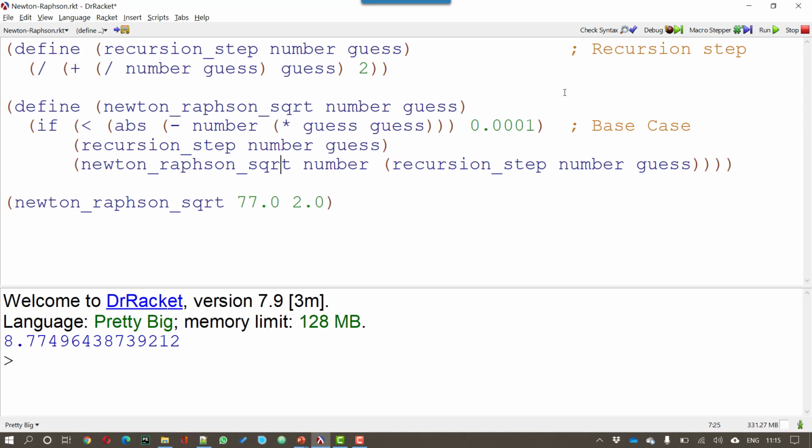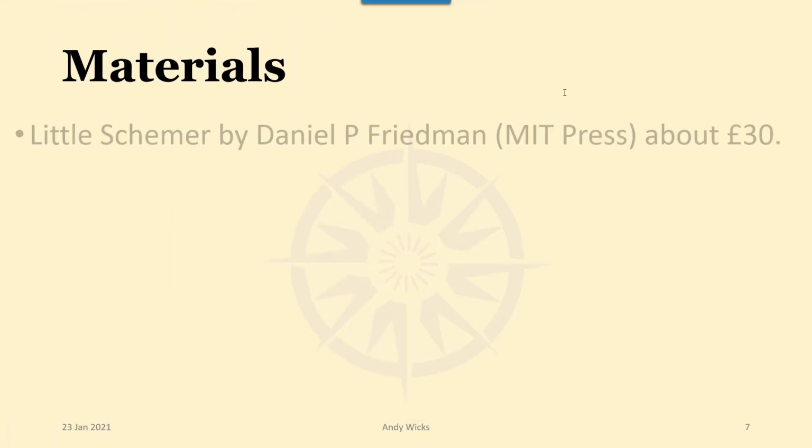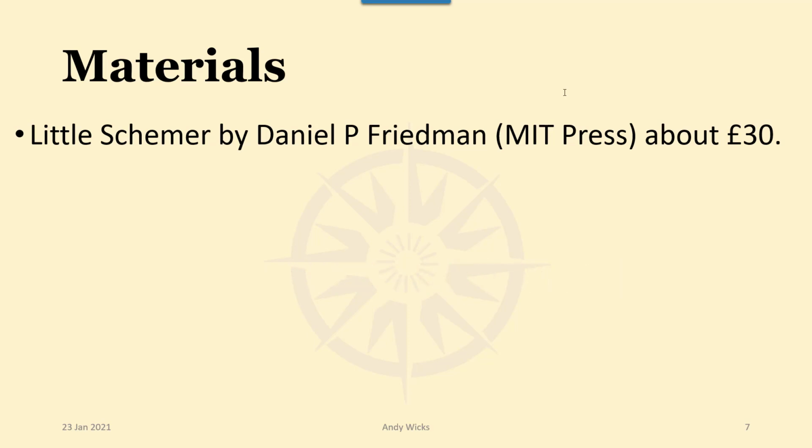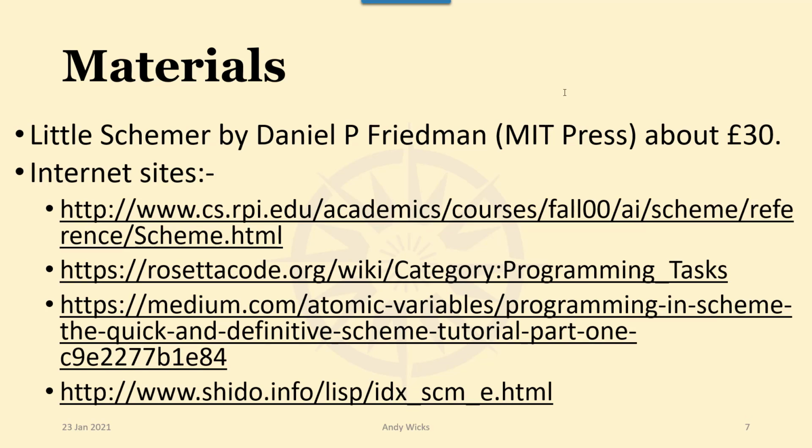So having looked at indenting and having looked at making comments, now let's have a look again at some of the materials that you could use to make your life here easier. There are two kinds of materials. Some people prefer books. There is an excellent book called The Little Schemer by Daniel Friedman. It costs about £30 and you can get it online. But if you're not into buying expensive books, you may be interested in some of these websites.